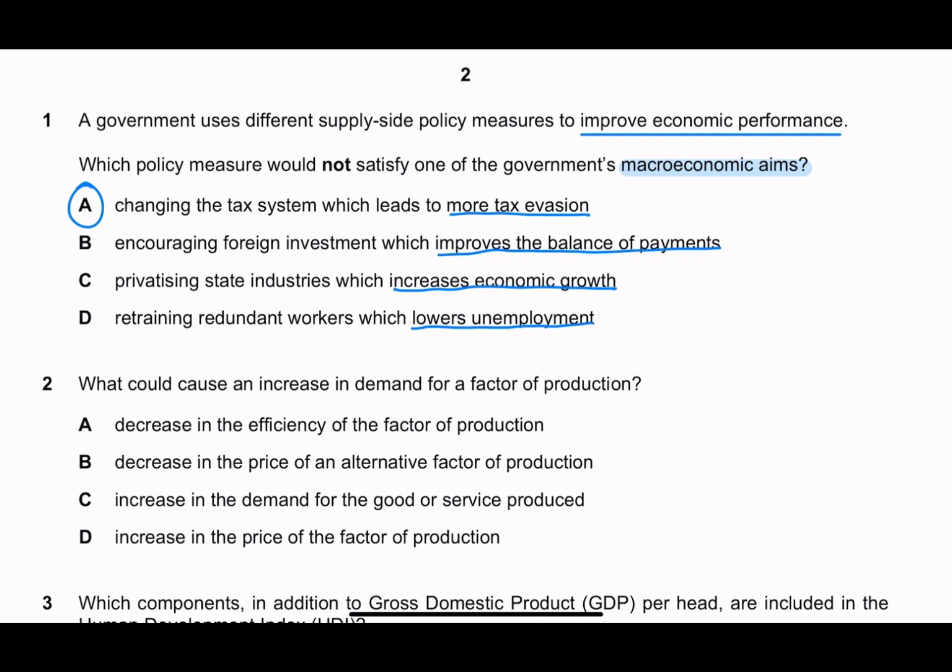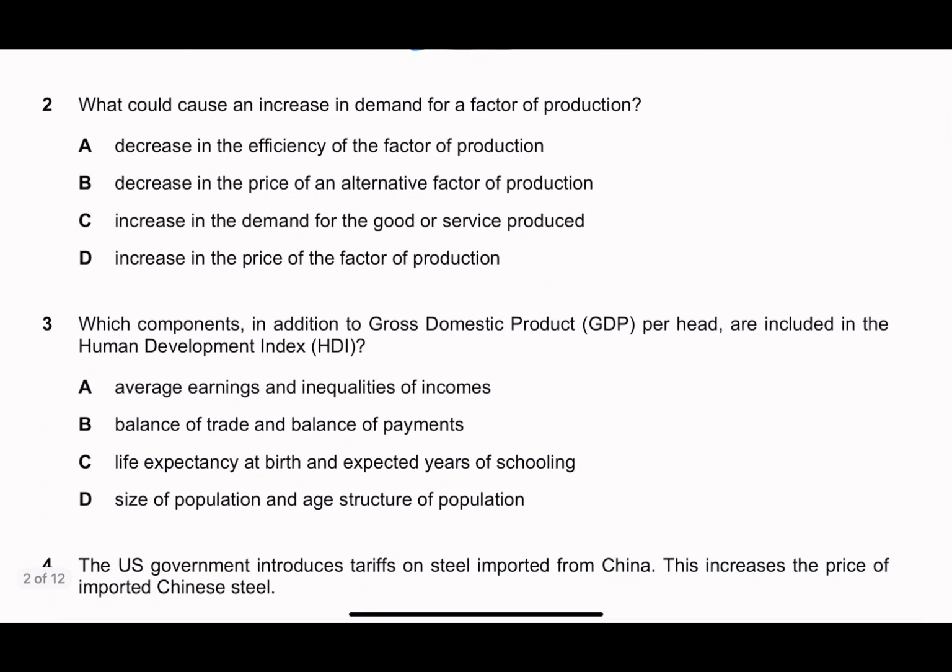You guys can just read the last part or focus on the last part to pick out the correct answer the fastest. And for the second question, what would cause an increase in demand for a factor of production? So the question asks for an increase in demand, which is the shift of the demand curve rather than a movement along the curve. So this is different because we will be looking for the 6 factors that shift the demand curve. So anything that mentions an increase in price or quantity of the factor of production would not be correct.